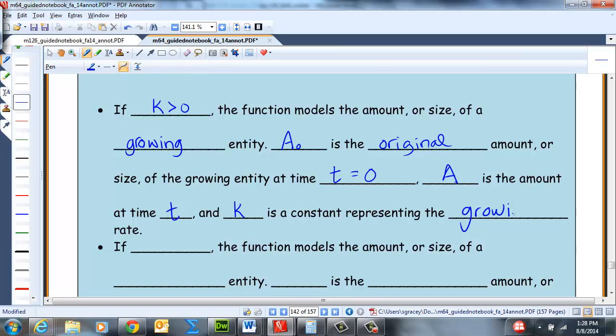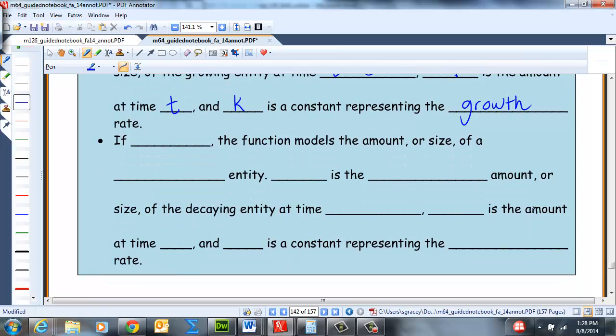This is all if k is positive. Now, if k is negative, so if k is less than 0, the function models the amount or size of a decaying entity. So it's going to get smaller. Again, A0 is the original amount or size of the decaying entity at time t equals 0. A is the amount at time t, and k is a constant representing the decay rate.